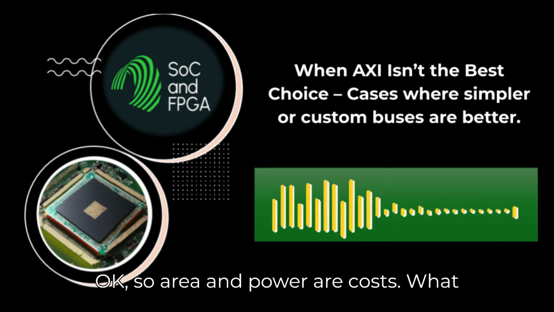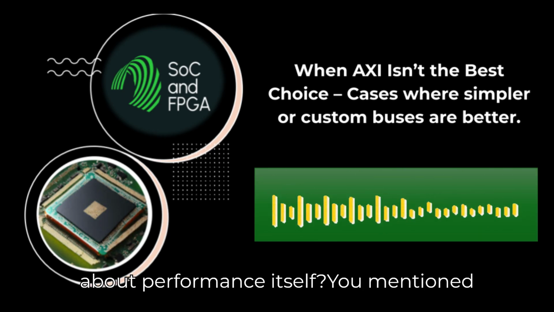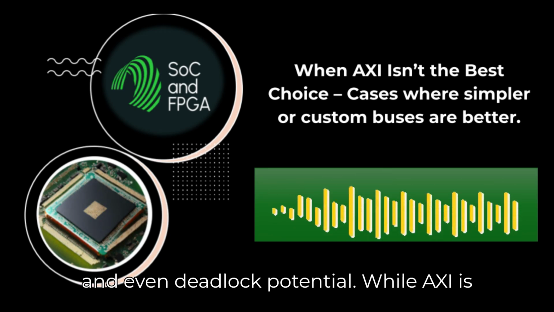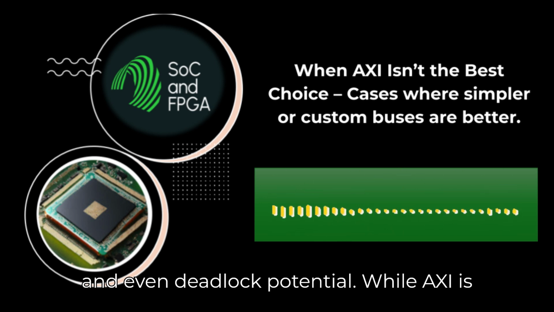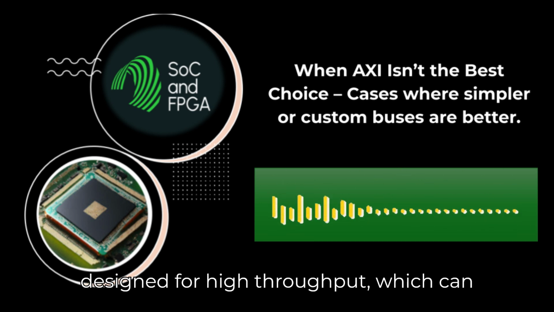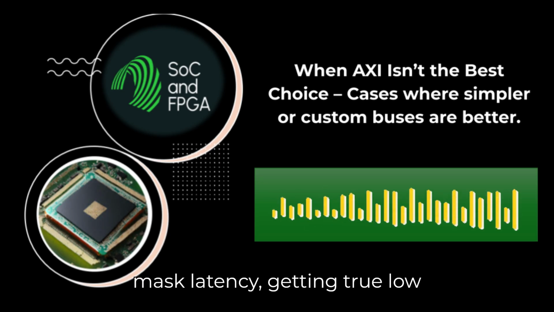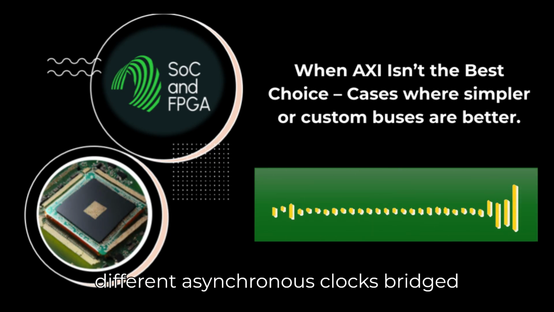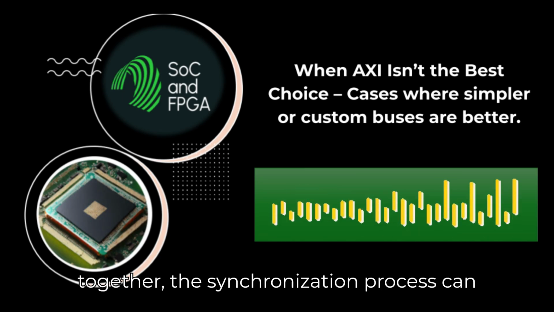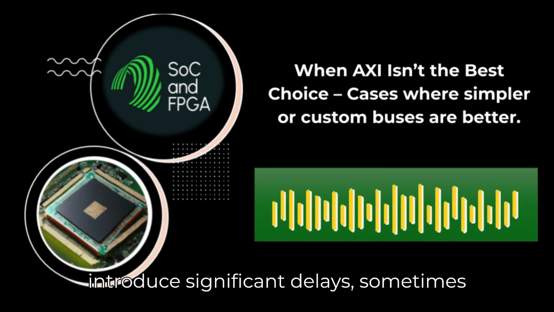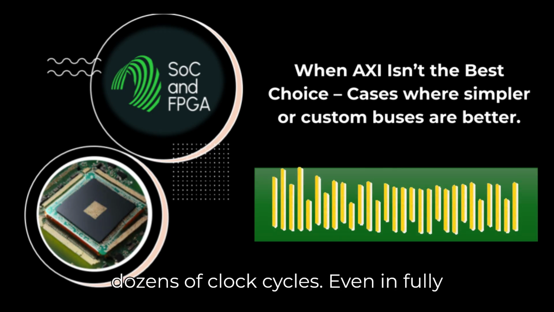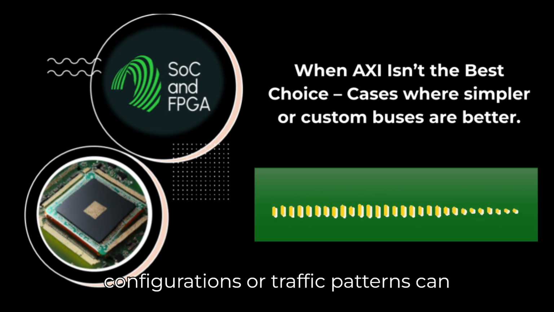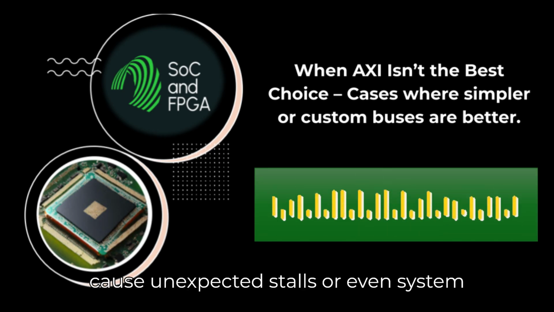Okay, so area and power are costs. What about performance itself? You mentioned latency issues. Yes, latency challenges and even deadlock potential. While AXI is designed for high throughput, which can mask latency, getting true low latency can be tricky. For instance, if you have parts of the system running on different asynchronous clocks bridged together, the synchronization process can introduce significant delays, sometimes dozens of clock cycles. Even in fully synchronous systems, certain configurations or traffic patterns can cause unexpected stalls or even system hangs.